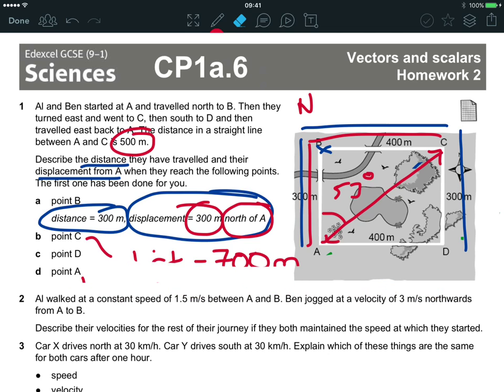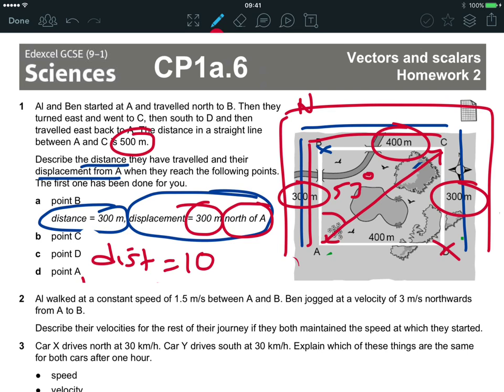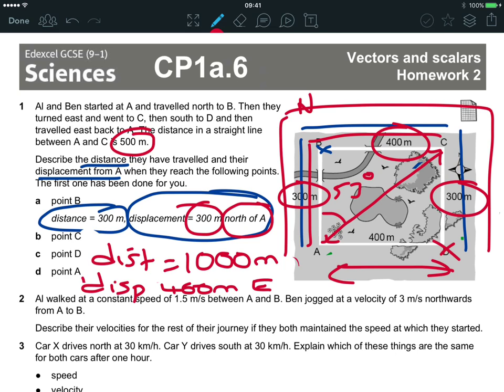Our second one is when we reach point D, which is down here. At this point we've travelled all the way up, all the way across, and all the way down. So our distance travelled is going to be 300 plus 400, which is 700, plus 300, which equals 1,000 metres, all those three added together. But our displacement is actually only 400 metres, and the direction is going to be east. So we are 400 metres east of where we started.